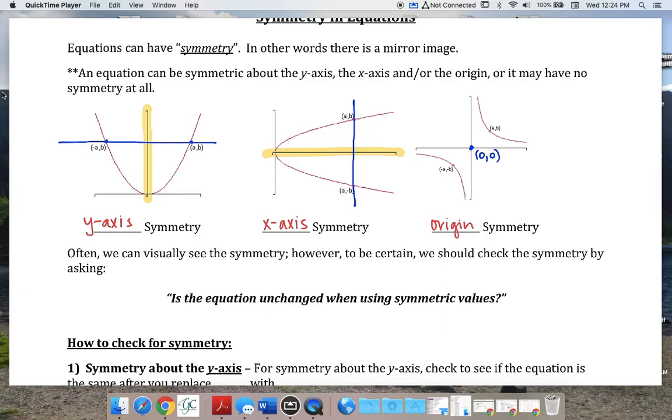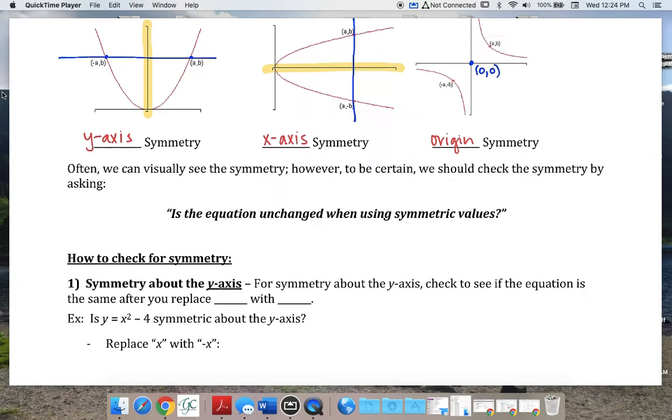But if we shift that graph to the left, the y-axis over here is no longer cutting that parabola in half. So it is no longer symmetric about the y-axis. So we will come across some graphs that do not have any symmetry to them at all. So now we're going to go through each kind of symmetry, and we're going to talk about how we check for that symmetry.